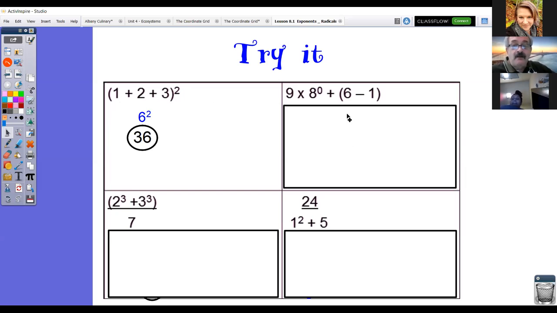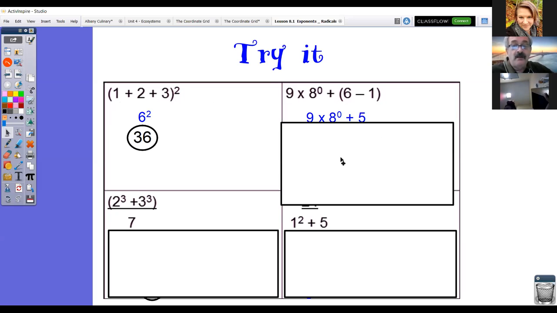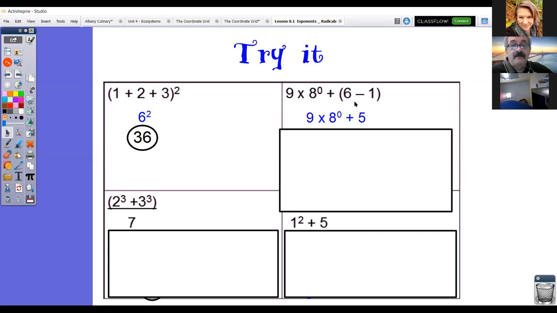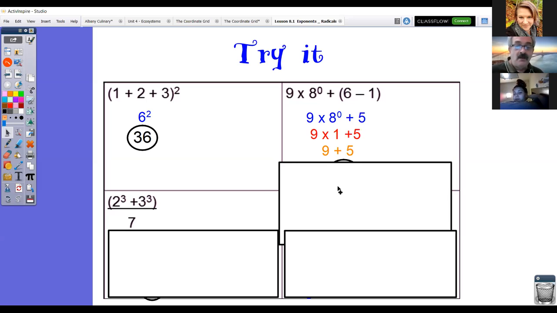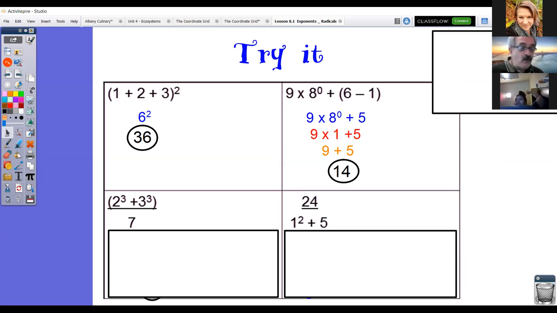So here, over here, we've got our parenthesis, which we do first. So 6 - 1 is going to be 5. All right, now what we need to do is we need to do the next step. There's multiplication. Oh, but we do have an exponent. 8 to the 0 is going to be 1. So we've got 9 times 1 + 5. Next step is going to be multiplication, 9 times 1. So we'll have 9 + 5, and that'll give us 14.